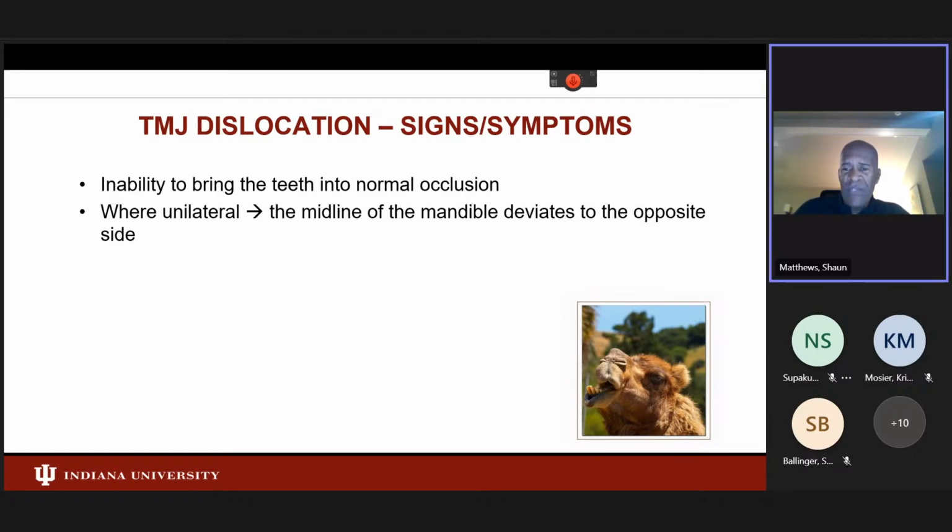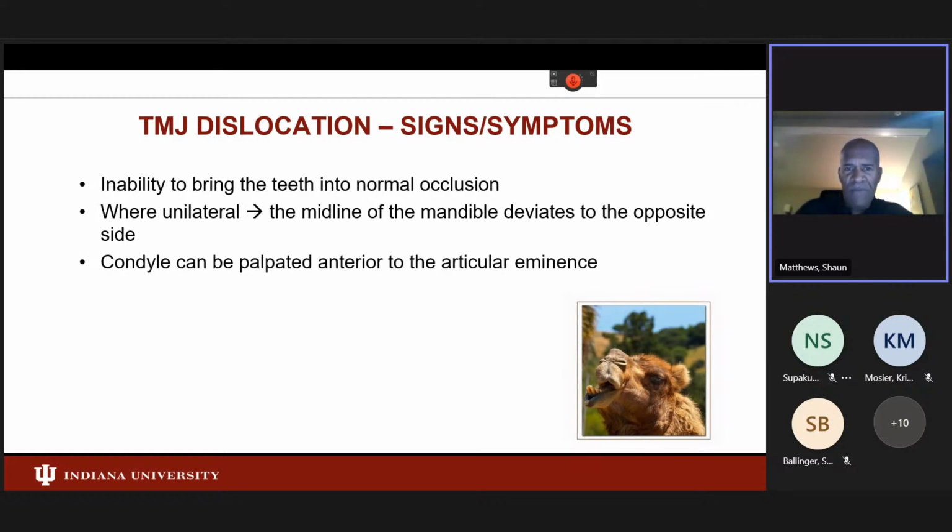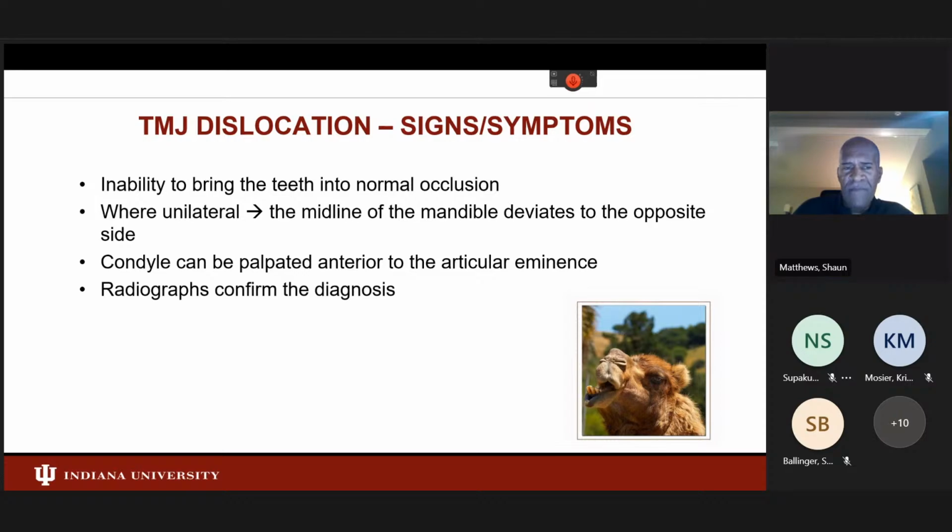If the dislocation is unilateral, the midline of the patient's mandible will be deviated to the contralateral side. If, of course, the jaw joint dislocation is bilateral, then the patient's mandible will be centered in the midline. It will not be deviated to one side or the other, but the teeth will not meet. The condyle can often be palpated anterior to the articular eminence. It's a clinical diagnosis. But of course, you can take radiographs to confirm the diagnosis if you so wish, but often it's not required.